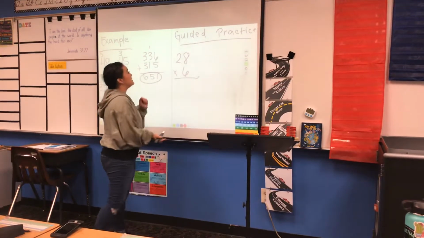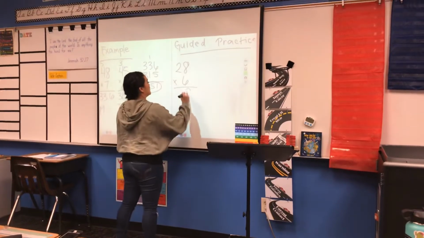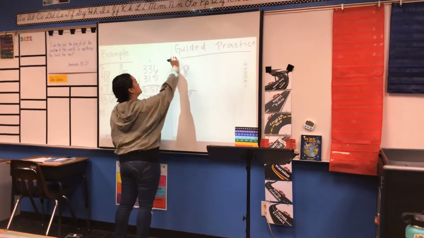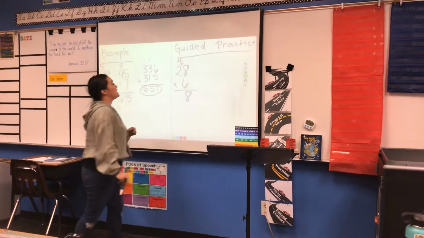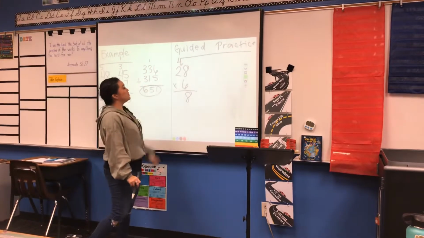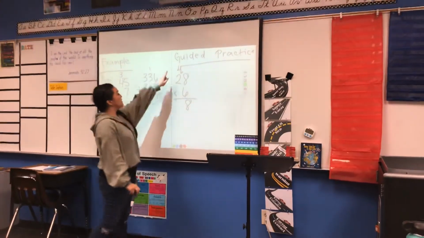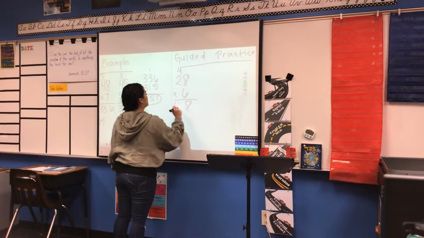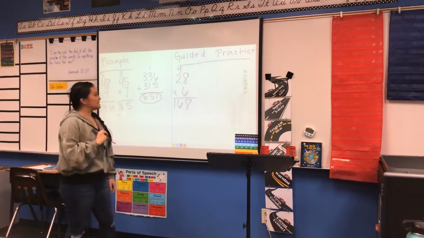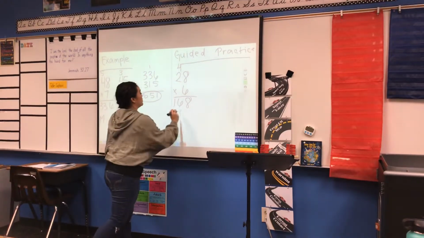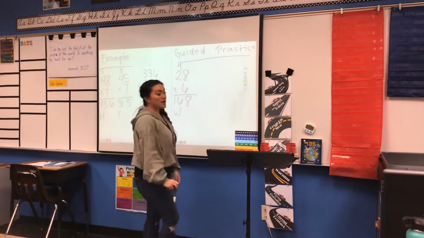So if you multiply 6 by 8, you're going to get 48. Your 8 goes in the ones place. Your 4 is carried up top. And then 6 times 2 is 12. Plus 4 equals 16. So 168, this is for the white paper. Now let's go ahead and do colored paper.